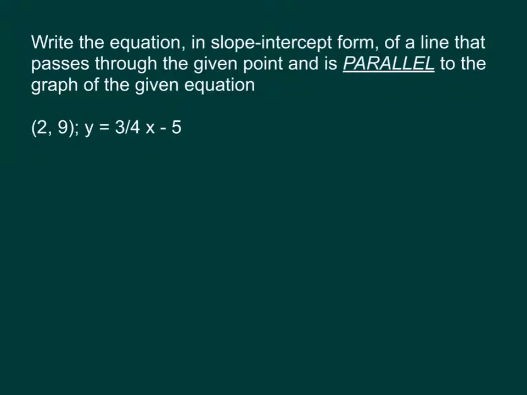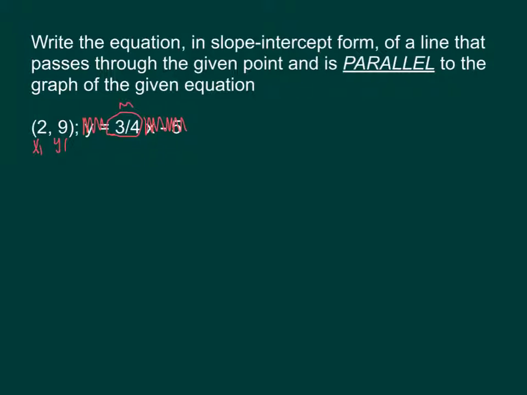Write the equation in slope-intercept form of a line that passes through the given point and is parallel to the graph of the given equation. Our point is 2, 9, so I'm going to go ahead and signify those as x1, y1, and our equation is y equals 3/4 x minus 5. We are asked to find a line that is parallel to this one. Recall that if lines are parallel, we need the same slopes. So our slope in this equation is 3/4. We don't need any other information from that equation.